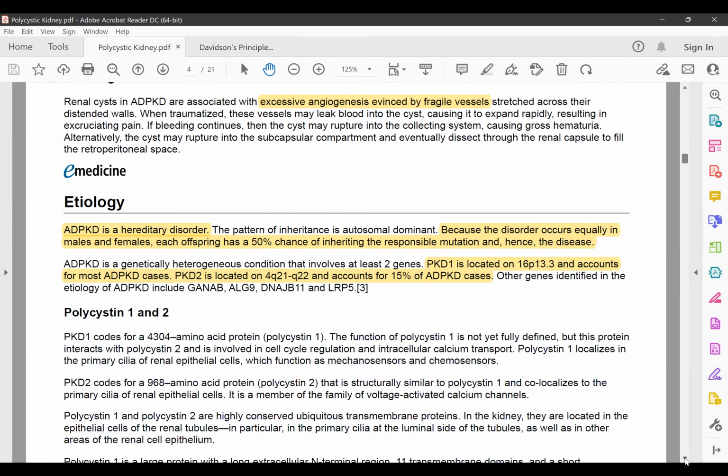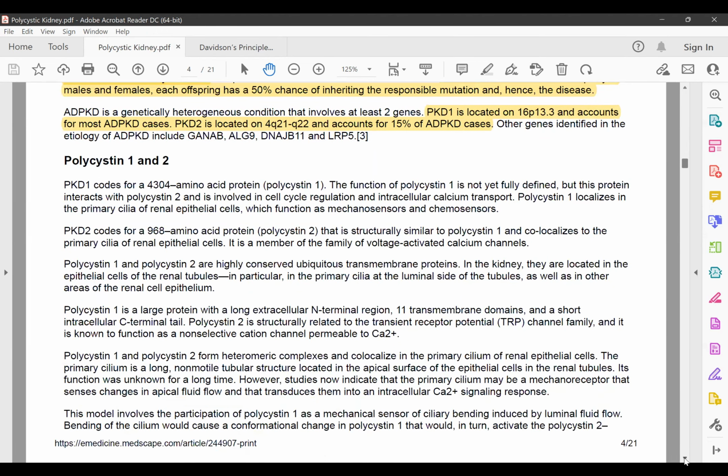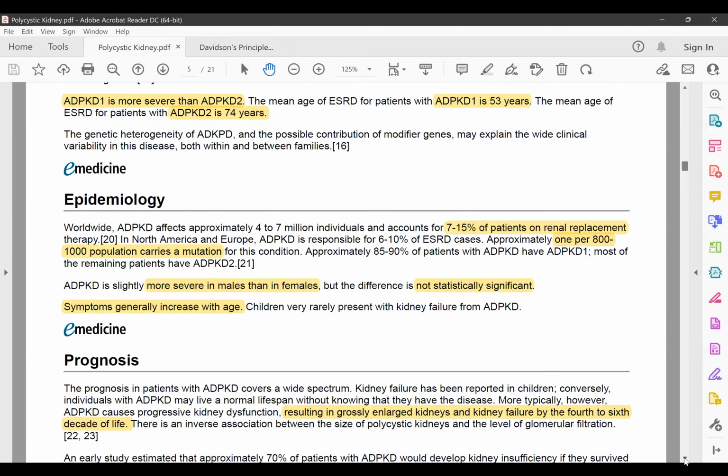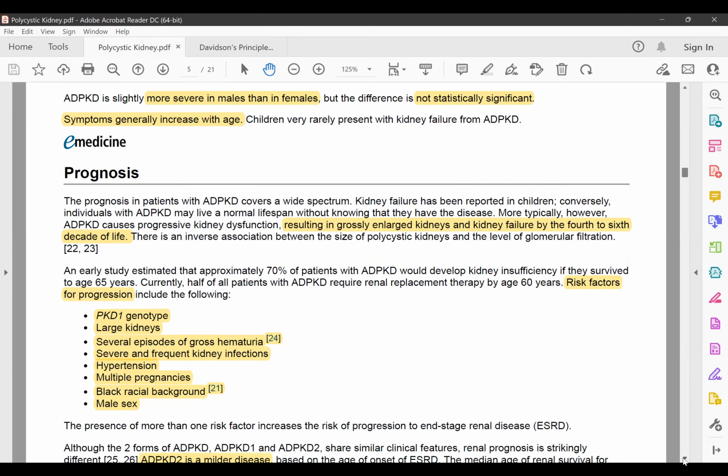Etiology we know, the genetic etiology: polycystin 1 and polycystin 2. We have mentioned that. Epidemiology, okay, we can skip. Prognosis. When do I say that the patient will have bad prognosis? PKD1 genotype, very large kidneys, episodes of gross hematuria, severe and frequent renal infection, presence of hypertension, multiple pregnancies, black racial background, and male gender. These are associated with bad prognosis.